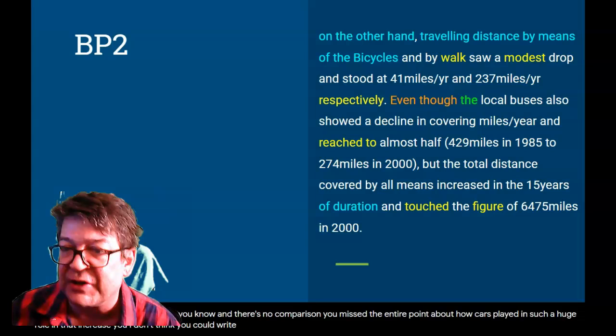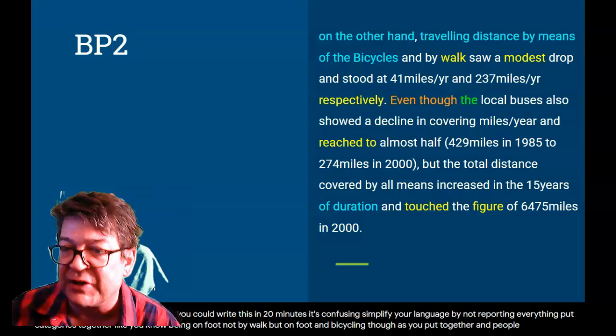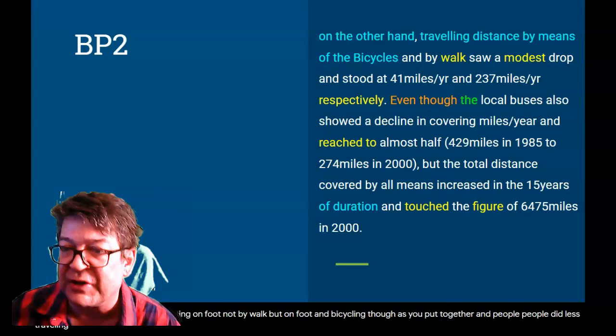I don't think you could write this in 20 minutes. It's confusing. Simplify your language by not reporting everything. Put categories together, like being on foot, not "by walk" but on foot, and bicycling. Those you can put together. People did less traveling. Motorized transport increased, but manually powered transport decreased. And there's a connection.